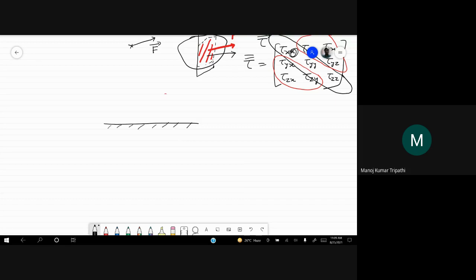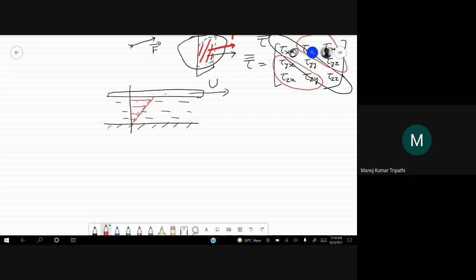Let's say this is a surface and there is some fluid layer above it, and on top of that there is a plate, and it is moving with some velocity u. The velocity profile that you will get inside the fluid, at any cross section, let's say we take this cross section, you will see the velocity going like this.